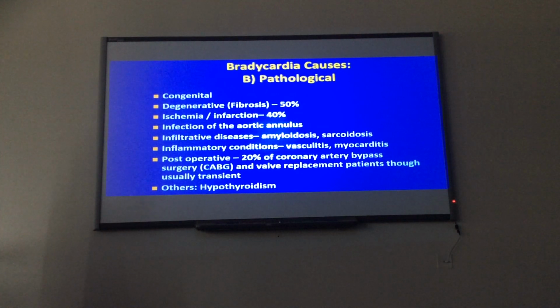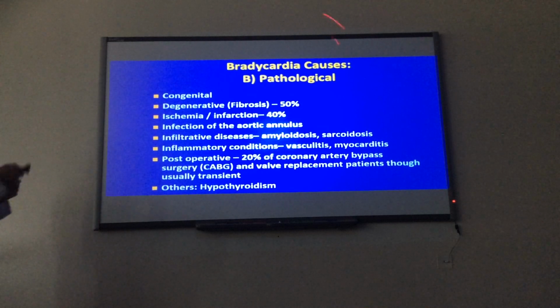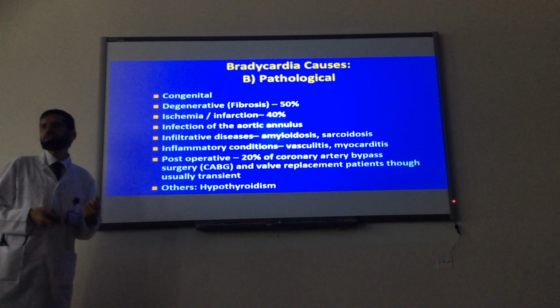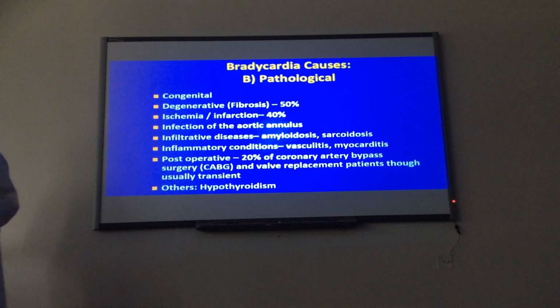Pathological causes are intrinsic to the system. So that one is extrinsic. This is intrinsic, in the conduction system itself. And like any disease, it could be congenital. Do you have an example of a congenital cause of bradycardia? Congenital disease is a malformation.